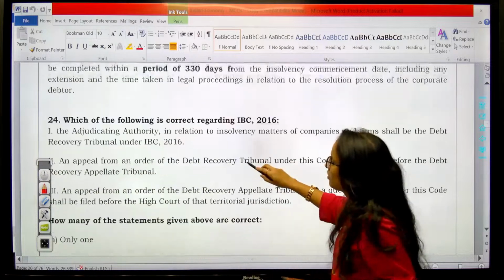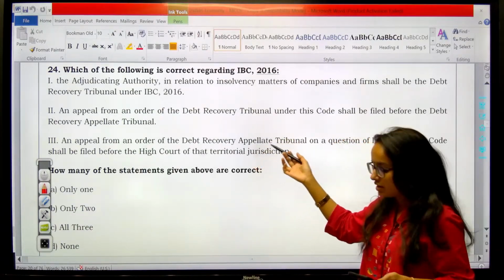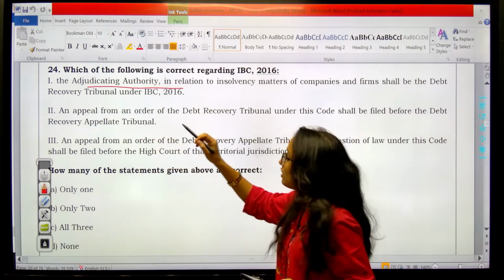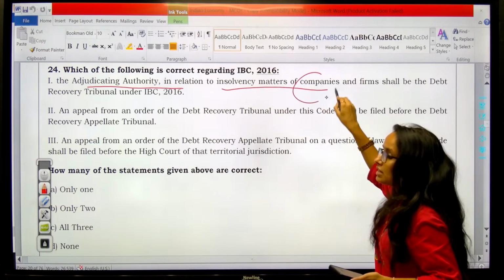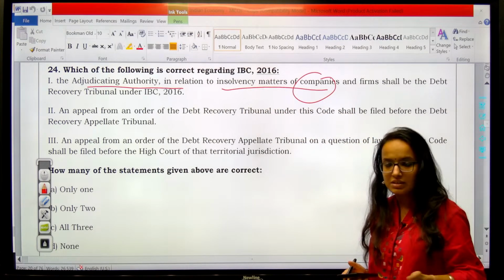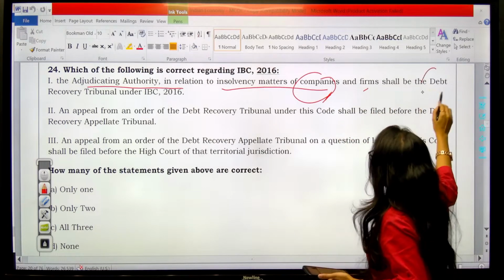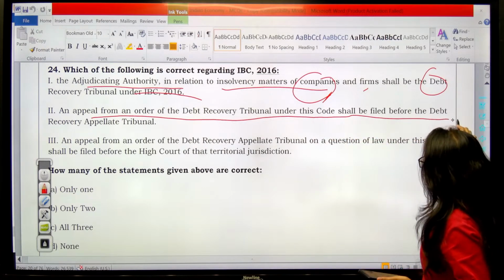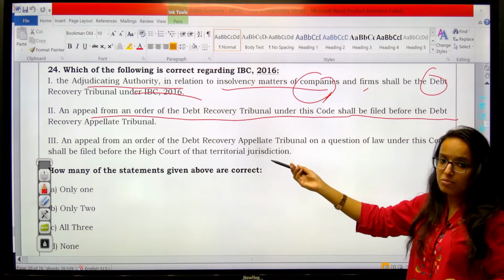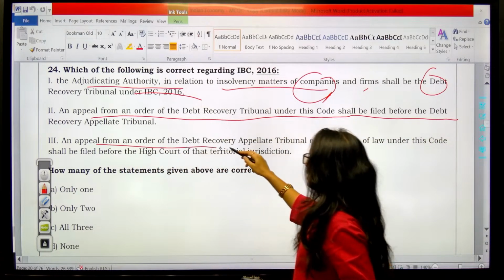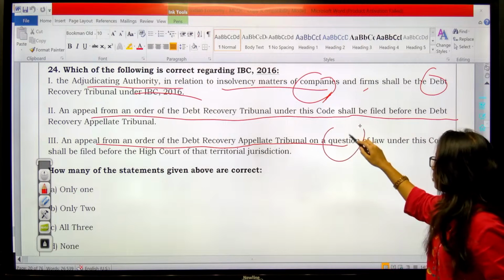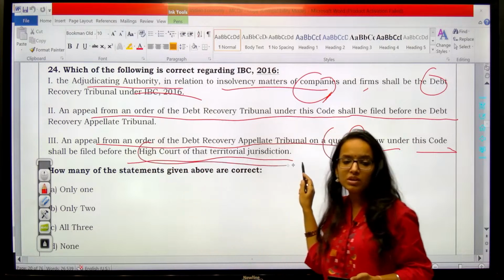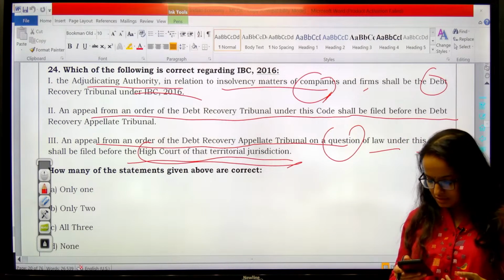Next question. Which of the following is correct regarding IBC again? First, the adjudicating authority in relation to insolvency matters of companies and firms shall be DRT. Second, an appeal from an order of the Debt Recovery Tribunal under this code shall be filed before the Debt Recovery Appellate Tribunal. Third, an appeal from an order of the Debt Recovery Appellate Tribunal on a question of law under this code shall be filed before the High Court of that territorial jurisdiction. Now tell me the answer.